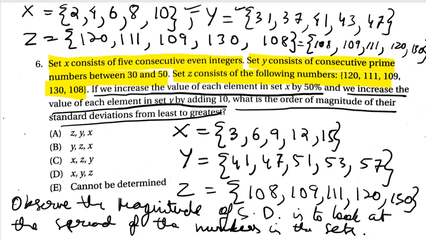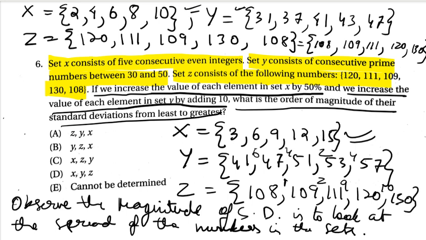If you look at set X, it has a spread of 3: 3 plus 3 is 6, plus 3 is 9, plus 3 is 12, plus 3 is 15. If you look at set Y, it has spreads of 6, 6, then 4, then 2, and then 4. And Z has spreads of 1, then 2, then 9, and then 10.